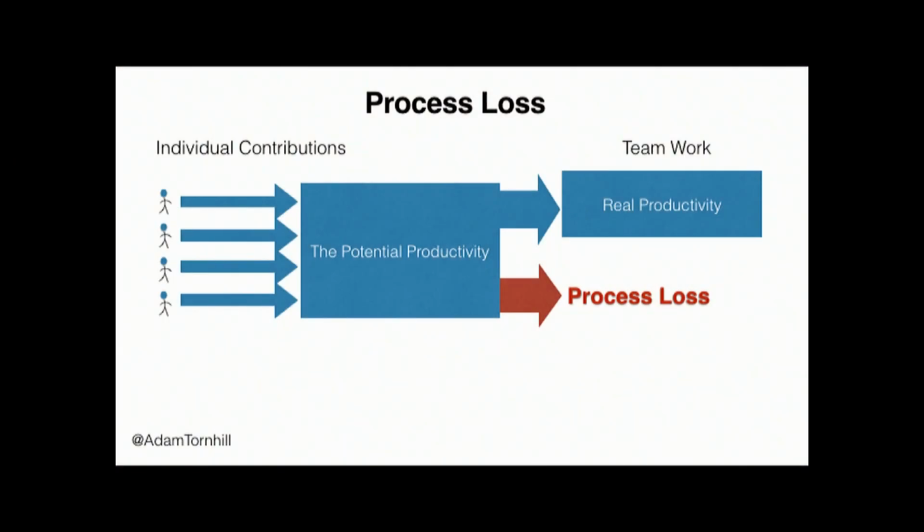So the way it works is this. We have a bunch of individual contributors, and together they have a potential productivity. However, that's never, ever what you get out of a team. The real productivity is much smaller, and part of that productivity is simply lost. The way it's lost depends upon the task you do, but I would say in a field like software, most of that process loss is due to communication and coordination issues. And one common reason I've seen for process loss in software is something called the diffusion of responsibility.